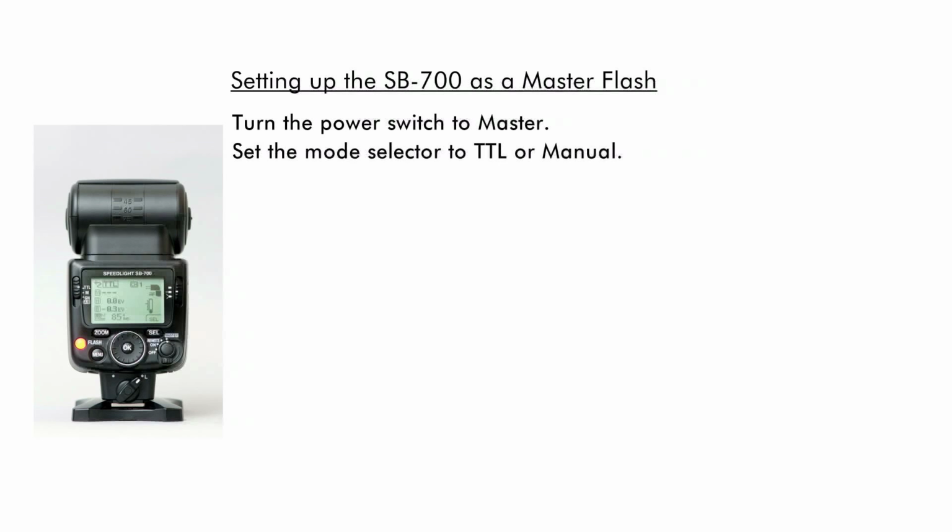As a master, the SB700 lets you control 2 groups of flashes. But unlike the SB900 and SB910, it doesn't let you use a different mode in each group. Both groups have to be in either TTL or manual mode. To set the SB700 up as a master flash, turn the power switch to master while holding down the button in the center. Then set the mode selector to TTL or manual.